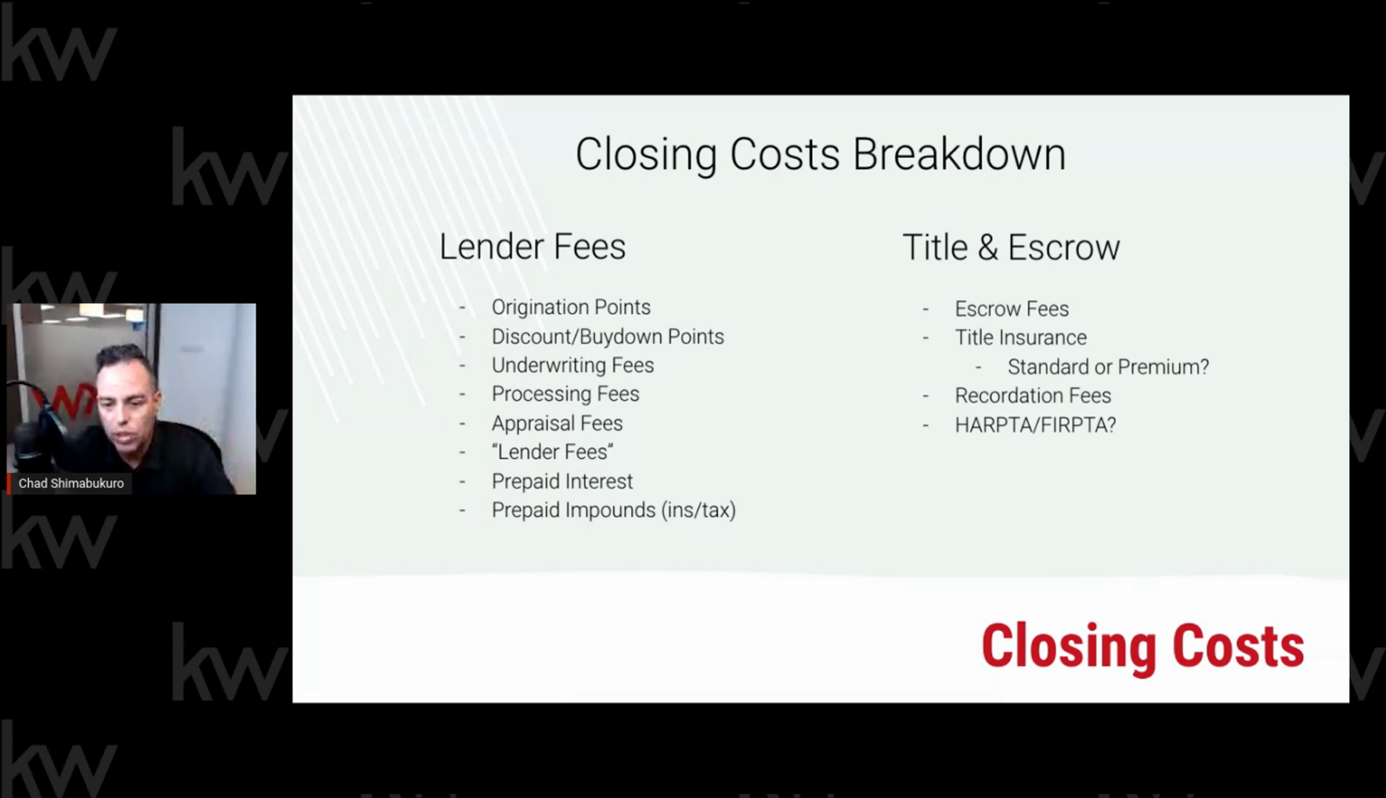Title insurance, there's typically two types of policies, standard and premium. You should ask your title insurance company what the differences are. On the properties that I've purchased, I've always purchased a premium policy because they cover more things. Title insurance, for those of you who don't know, is not a premium which needs to be renewed monthly or annually. It goes along with the property for the duration of the time that you either own it or until you refinance or sell that property.